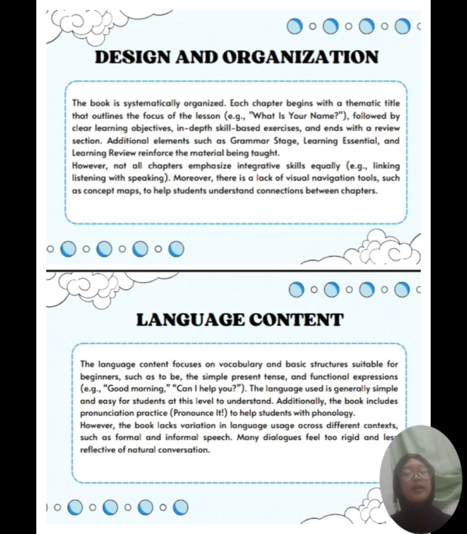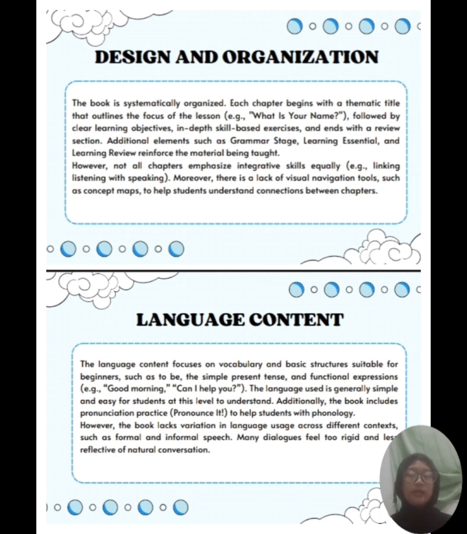Third is language content. The language content focuses on vocabulary and basic structures suitable for beginners, such as to be, the simple present tense, and functional expressions like "good morning" and "can I help you?" The language used is generally simple and easy for students at this level to understand. Additionally, the book includes pronunciation practice, like "pronounce it," to help students with phonology.